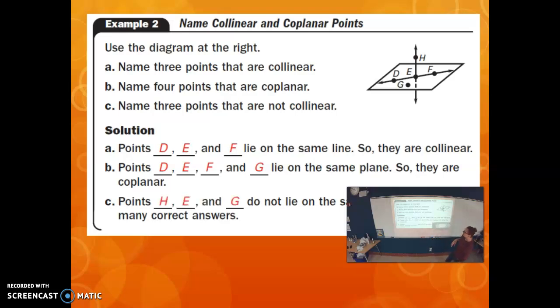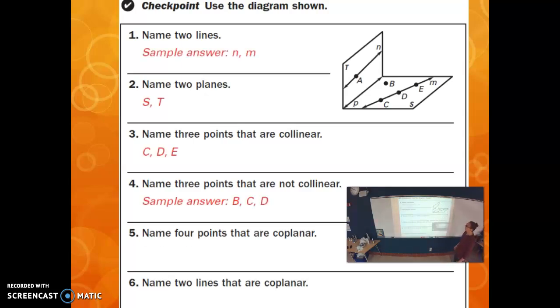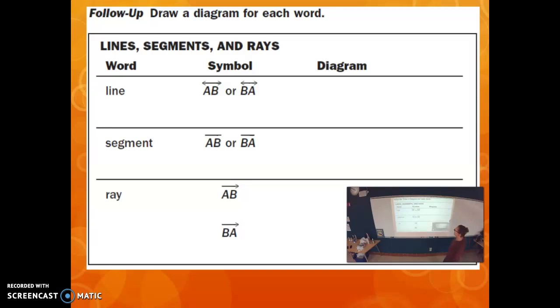And then points H, E, and G do not lie on the same line. And there are a lot of answers for points that are not collinear. As long as it's not in a line, we're non-collinear. D, E, H are not aligned. D, E, G, H, F, E are not. The only wrong answer here would be D, E, F. All right. I'm going to skip over this for now.